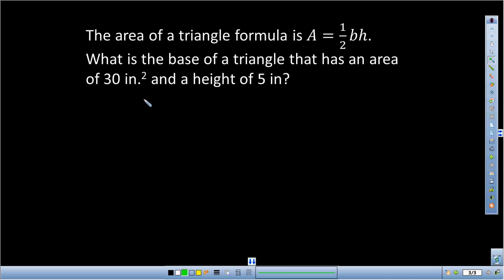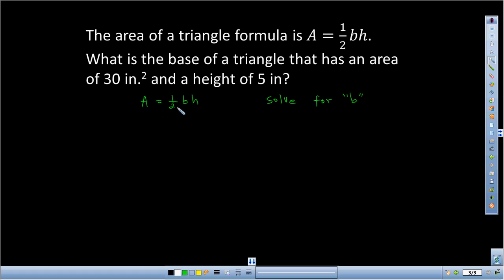Let's start by writing down the area formula for a triangle. So we have area is equal to 1/2 multiplied by the base multiplied by the height. Now, in order to find the base, we need to solve for b. So I'm going to write here a little note to ourselves: solve for b. That's what we're isolating. That's what we're trying to find. In order to do that, the 1/2 and the h, we've got to move those out of the way.